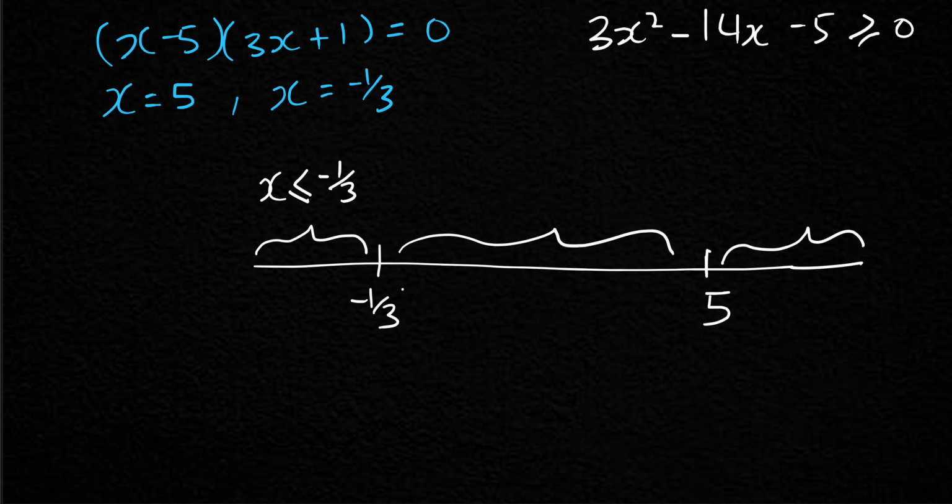This section is between negative 1 over 3 and 5. So x is going to be in the middle, and x is greater than or equal to negative 1 over 3, so this is including negative 1 over 3. And it's smaller than or equal to 5. And our last section is x is greater than or equal to 5.